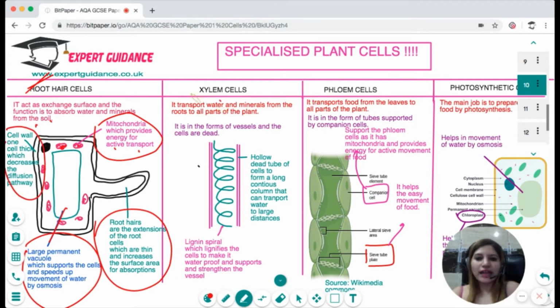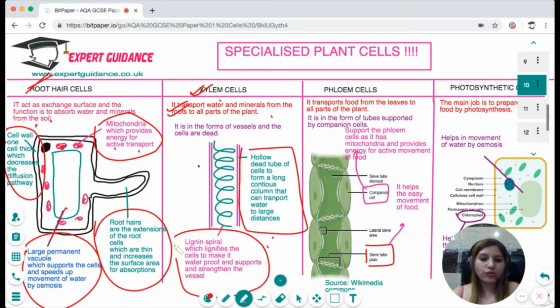On the other hand, there's the xylem cell. What is the function of the xylem cell? It transports water and minerals from the roots to all parts of the plant. Now, since it has to transport water over large distances, it has to form a long continuous column. The cells of the xylem are dead so that they can form a long continuous column which can transport water over large distances. And then inside, you can see the lignin deposit. The lignin deposit makes it waterproof, makes the xylem column strong and strengthens the xylem vessel.